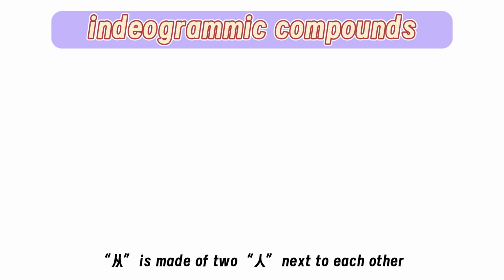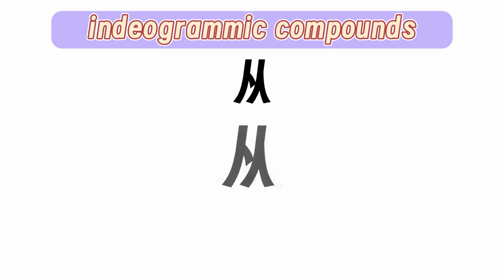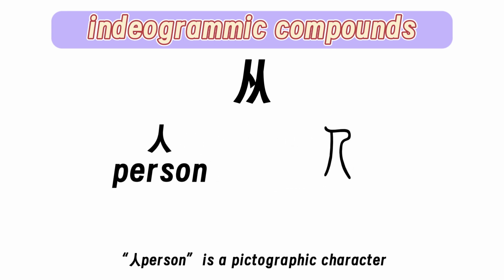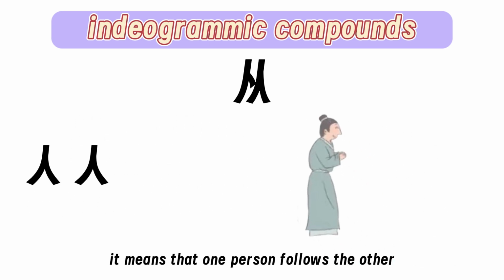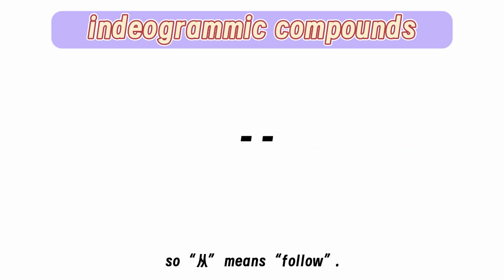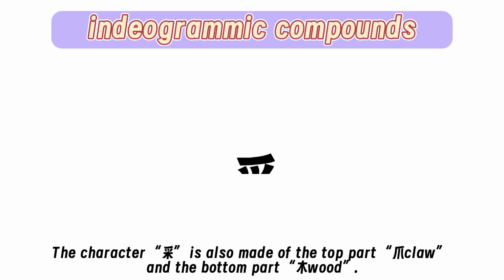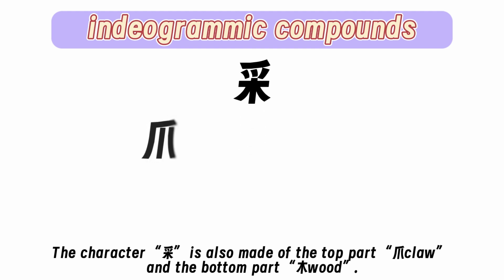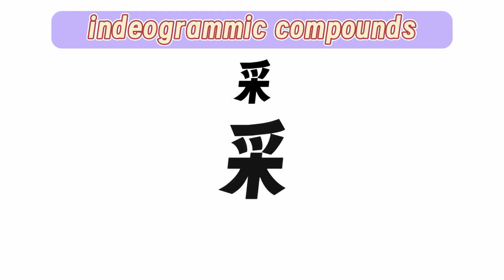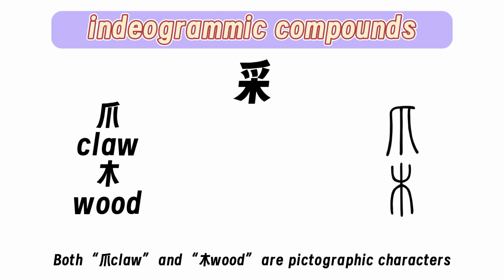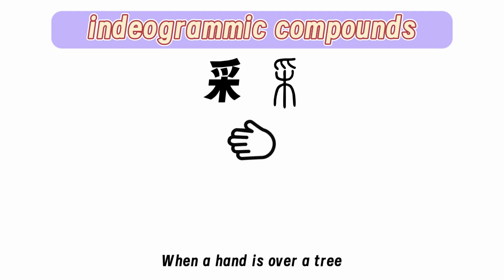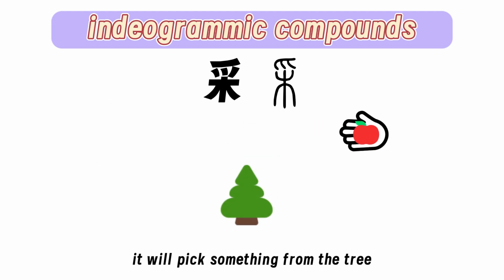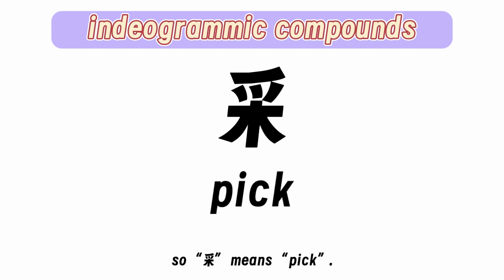For example, 从 is made of 2 人 next to each other. 人, person, is a pictographic character. When 2 人 are next to each other, it means that one person follows the other. So 从 means follow. The character 采 is also made of the top part 爪, claw, and the bottom part 木, wood. Both 爪 and 木 are pictographic characters, one for a hand and the other for a tree. When the hand is over a tree, it will pick something from the tree, so 采 means pick.